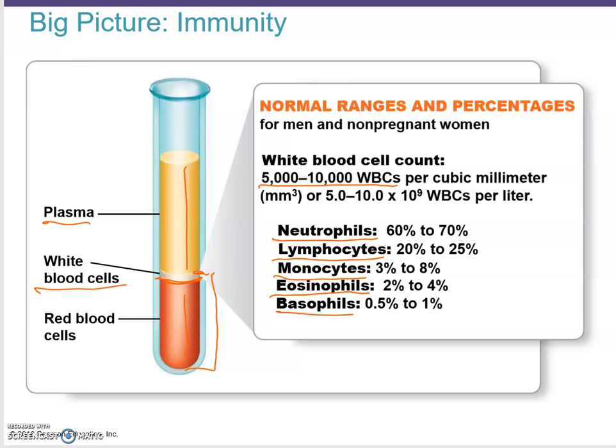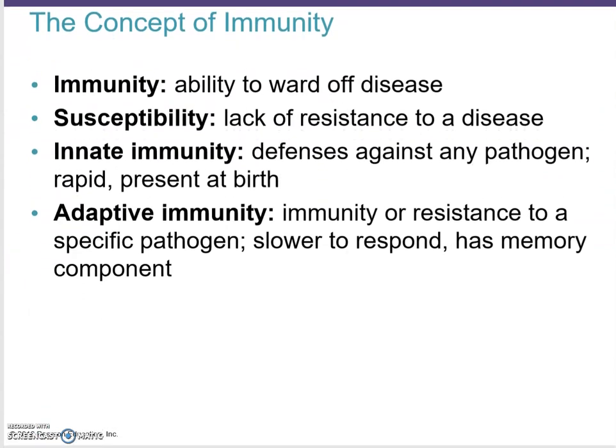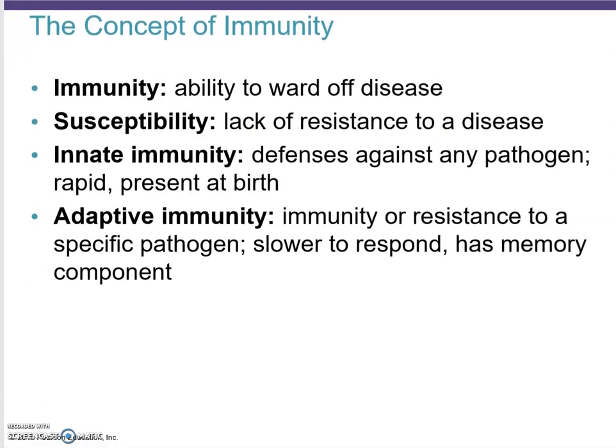And basophils, they almost immediately migrate into tissues where they become mast cells, and so therefore only a very small percentage of your circulating white blood cells are basophils. Okay, so if we're going to really go into the topic of this chapter, you need to know some terms.